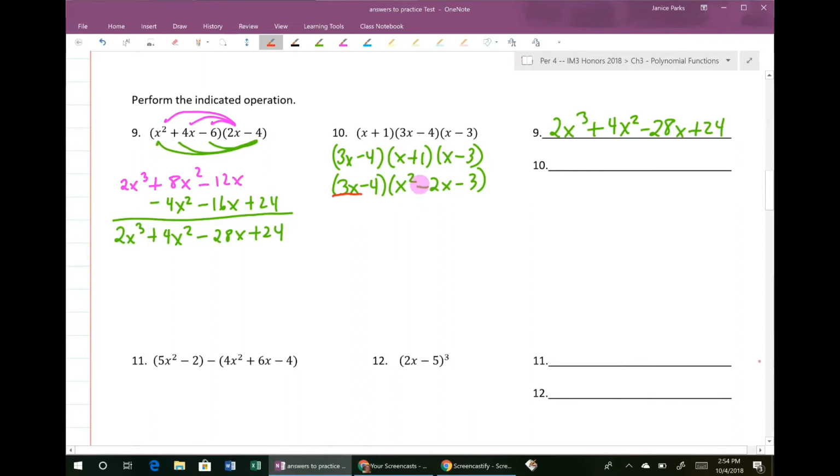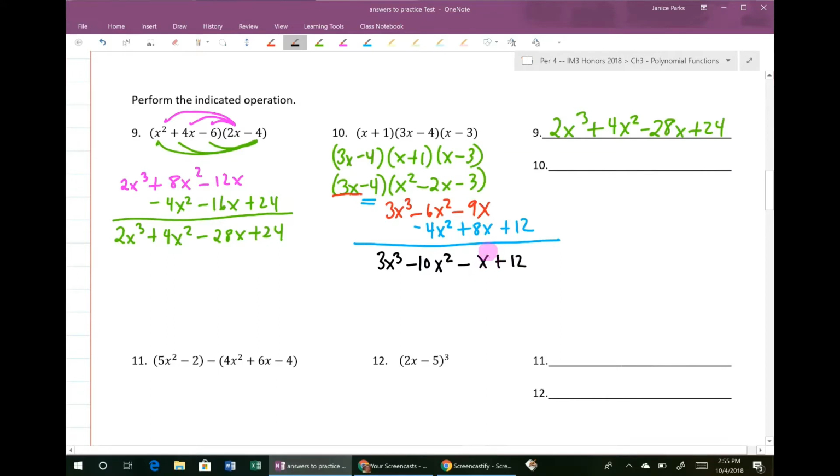So if I multiply 3x times all of this, I'm going to get 3x to the third minus 6x squared minus 9x. And then if I multiply -4 times all of this, I would get -4x squared plus 8x and then plus 12. If I add those together, 3x to the third minus 10x squared minus x plus 12. Again, don't put minus 1x there. 3x to the third minus 10x squared minus x plus 12.